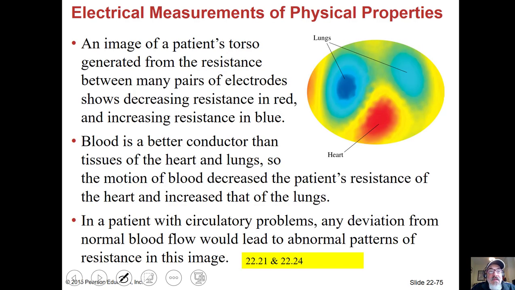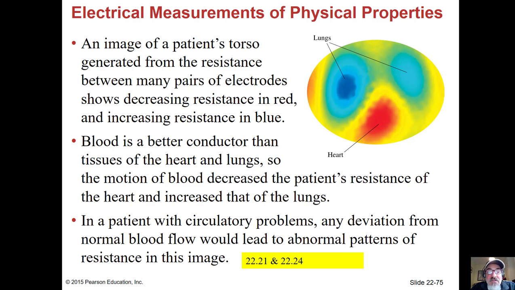An image of a patient's torso generated from the resistance between pairs of electrodes shows decreasing resistance in red and increasing resistance in blue. So you can tell what the tissues are made of. Blood is a better conductor than tissues of the heart and lungs, so the motion of blood decreases the resistance of the heart and increases it in the lungs. And you get this kind of picture made from electrical properties, what we actually are made out of, different things, blood versus muscle and fat.